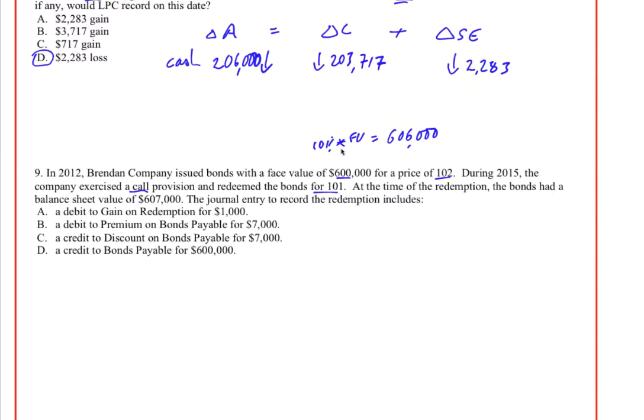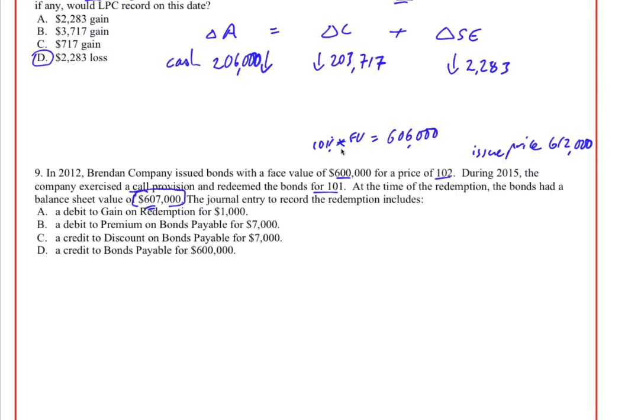At the time of redemption, the bonds had a balance sheet value of 607,000, and that makes sense because we know that they were issued at 102. We don't actually need the issue price for the question, but the issue price had been 612,000. Over the last few years, from the date of issue to 2015 when they were redeemed, they've been amortizing that premium. So what we care about is 607,000.